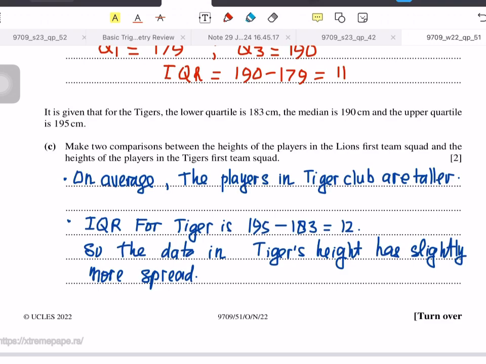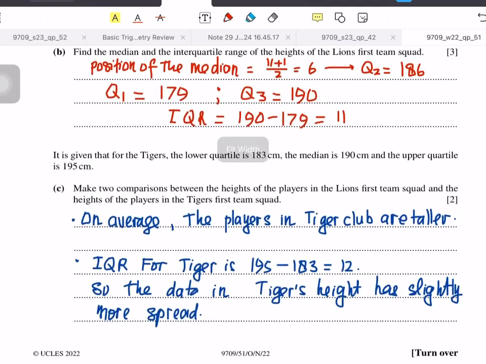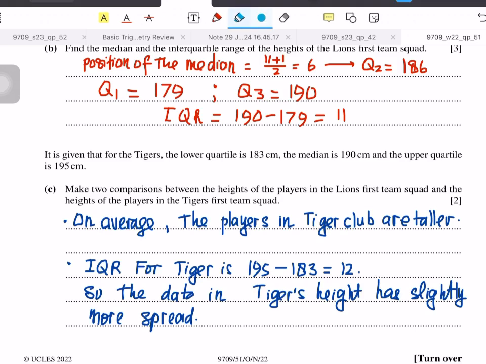So first, comparing the median. The median for the Lions is 186 and the median for the Tigers is 190. So we can say that on average the players in the Tigers club are taller. So this one is from comparing their medians.